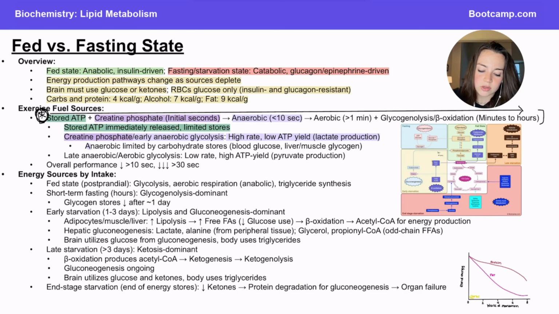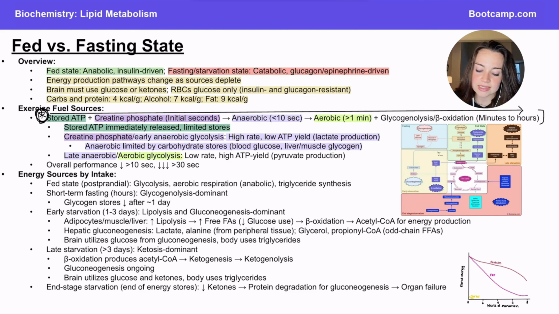So that anaerobic respiration is going to be limited by carbohydrate stores, so things like blood sugar, as well as glycogen in the liver and muscle. And so once we reach those limits, we're going to start transitioning from anaerobic metabolism to aerobic metabolism. And then after about 1 minute of consistent exercise, aerobic respiration is going to be what dominates.